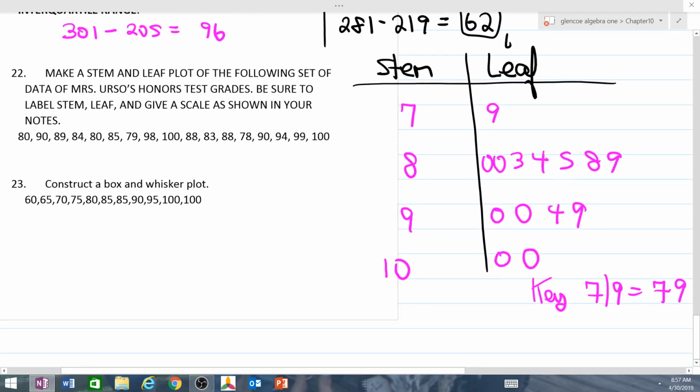Does everyone understand how to construct a stem and leaf plot? Yes? Let me count: 1, 2, 3, 4, 5, 6, 7, 8, 9, 10, 11, 12, 13, 14. What did I do? I missed something. I forgot 78? Thank you. That was it. So let's do this: 78, 78, 79. That should be right now. Yes? Okay. Any questions on a stem and leaf?